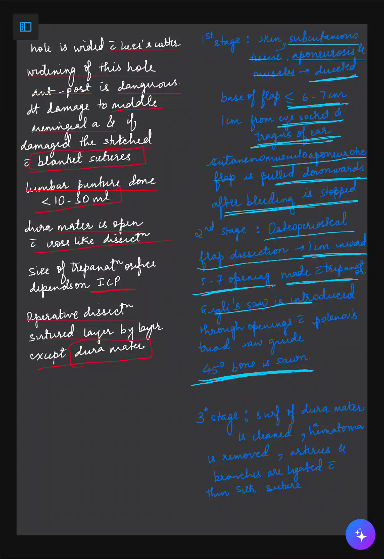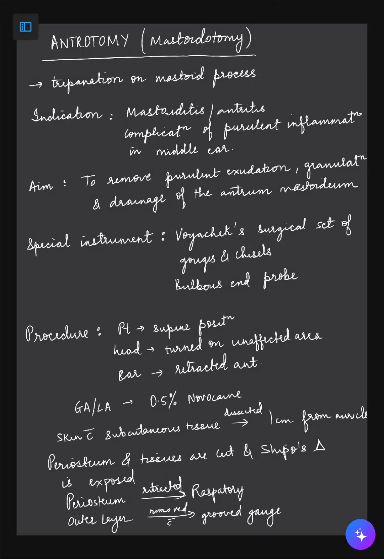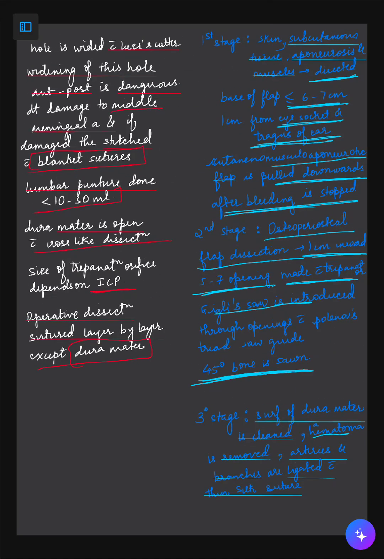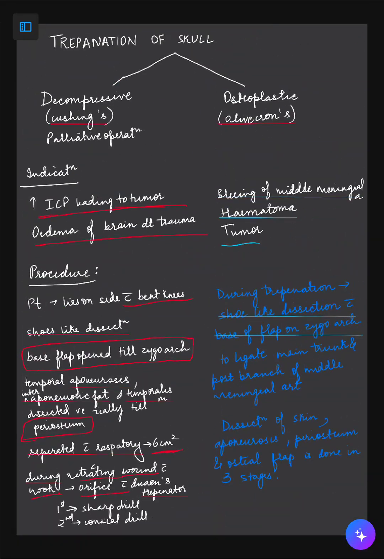And on the third stage, the surface of the dura mater is cleaned, the hematoma is removed, and arteries and branches are ligated with thin silk suture. Now, this was about osteoplastic trepanation. And then the wound is sutured layer by layer. Now, these were the trepanations of the skull, decompressive and osteoplastic.